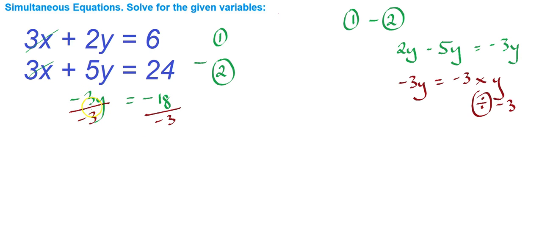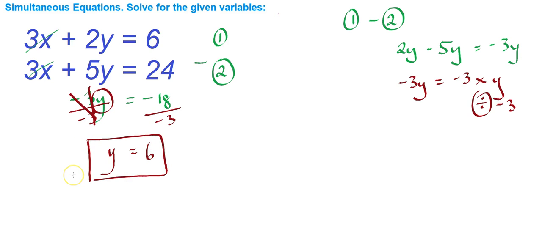Multiplied by minus 3, divided by minus 3, that cancels out. That's gone. That leaves the y. Y is all by itself. That's what we want. Negative 18 divided by negative 3 gives us 6. Okay, so we now think that y equals 6.